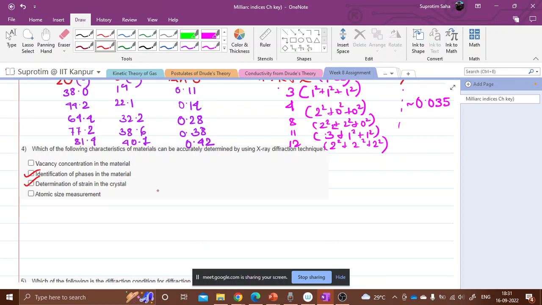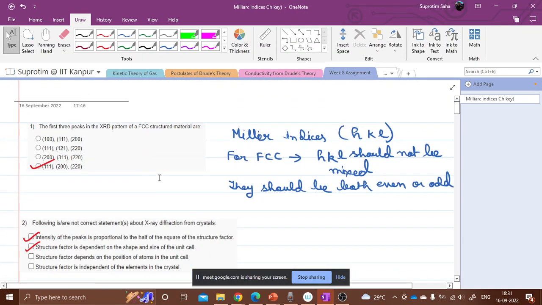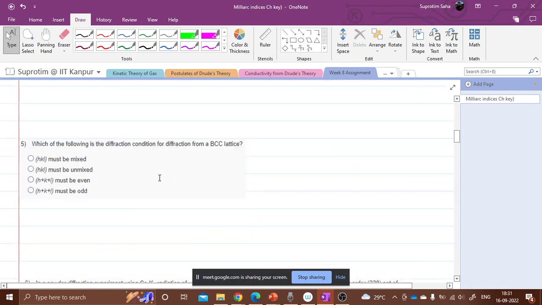So identification of phases in the material and determination of strain in the crystal would be your answer. Okay, so which of the following is a diffraction condition for diffraction from a BCC lattice?